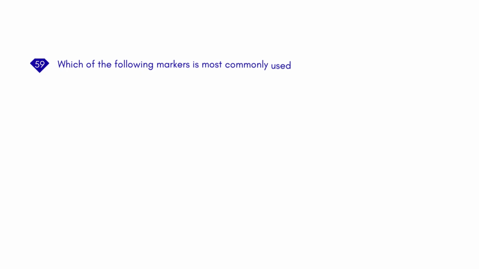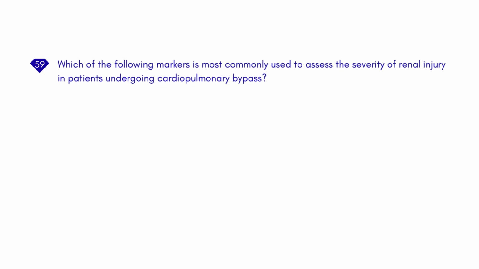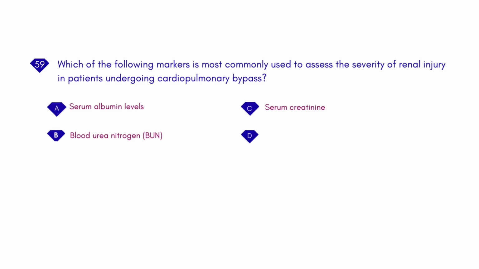Which of the following markers is most commonly used to assess the severity of renal injury in patients undergoing cardiopulmonary bypass? A. Serum albumin levels. B. Blood urea nitrogen, BUN. C. Serum creatinine. D. Urinary sodium concentration.